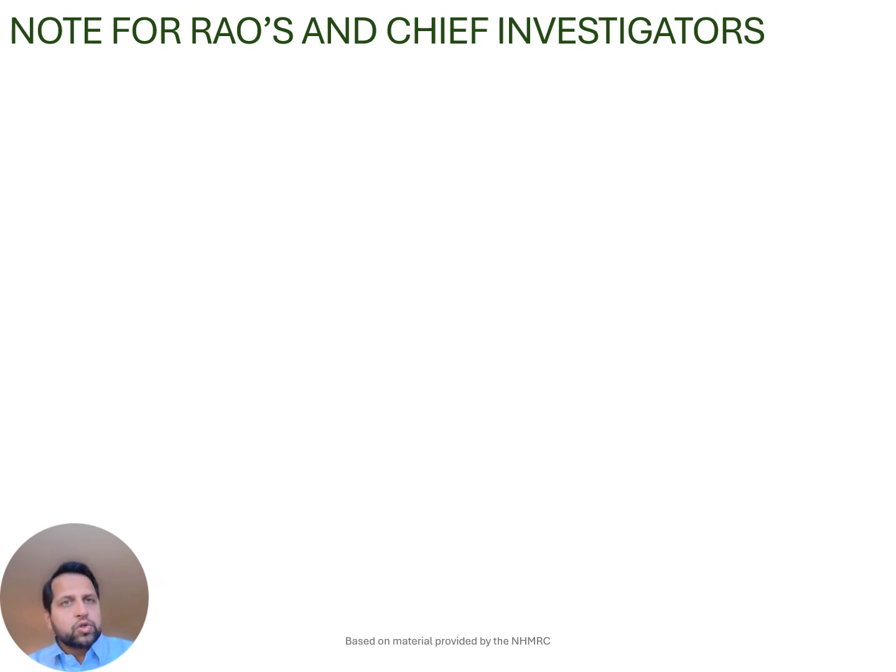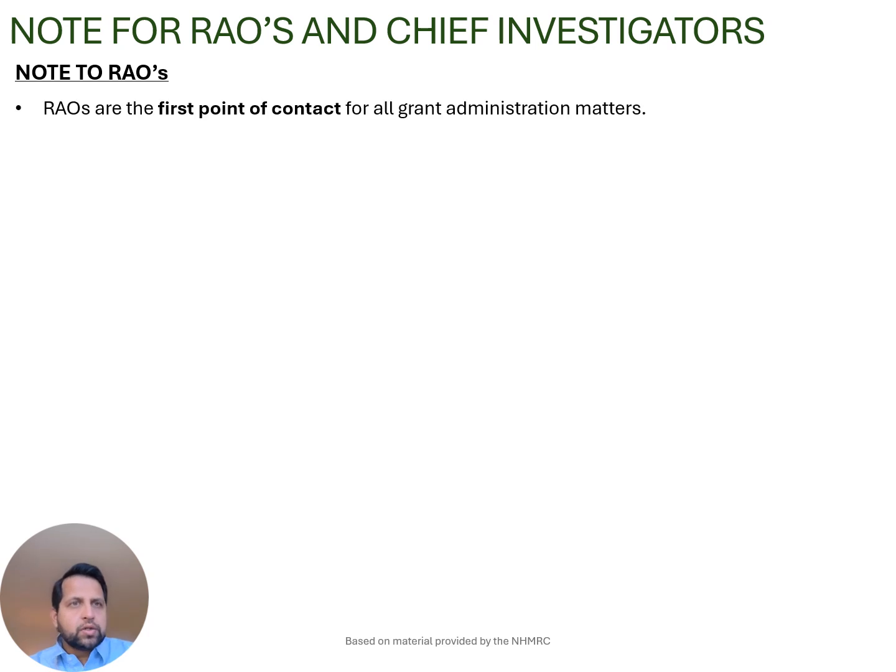Now, some notes to research administrative officers and the chief investigators. Note to RAOs. So the RAO is always the first point of contact for all grant administration matters, right? So if you're a chief investigator, your first point of contact is your respective RAO.